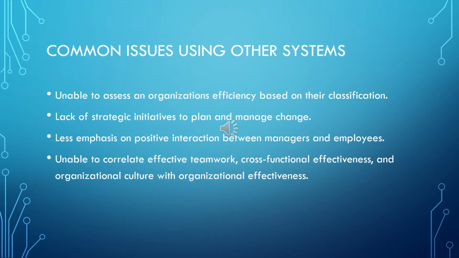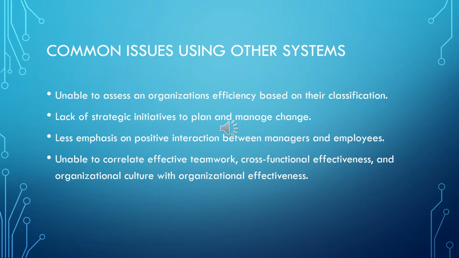So some common issues or problems that arise by using other systems for organizations is the inability to assess an organization's efficiency based on their classification. How can they determine their efficiency or their classification if they haven't been able to assess that method? Also, the lack of strategic initiatives to plan and manage change. A lot of times organizations tend to be reactive versus proactive, and that's one issue that they will face instead of planning accordingly.